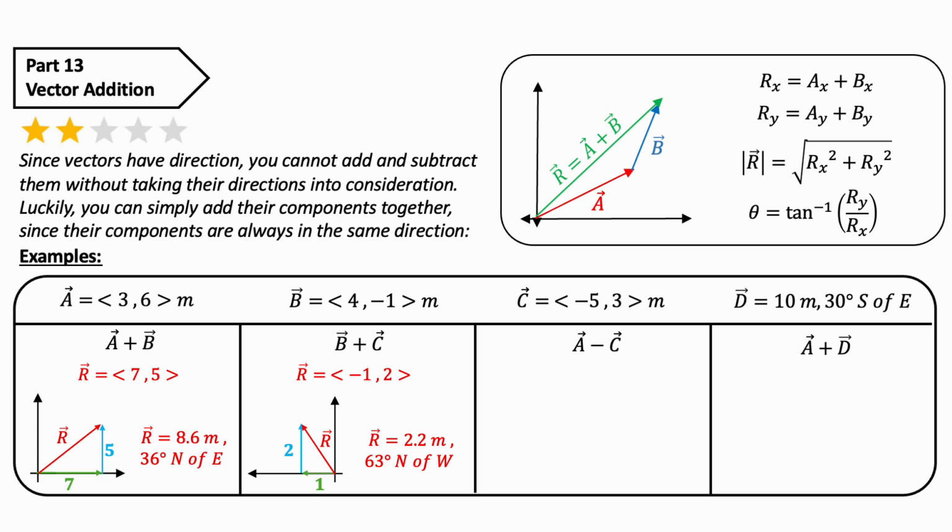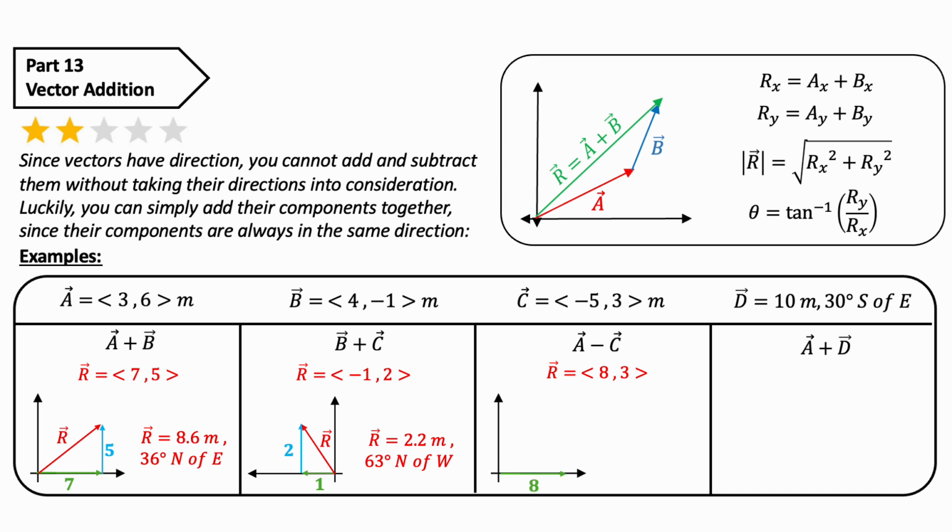We're not going to see a lot of these, but if we were asked to subtract, then you just subtract the components. So starting with A, our x component is 3. Our x component of C is negative 5, so we're going to do 3 minus negative 5, and that gives us positive 8. For our y, we do 6, and then minus 3. 6 minus 3 is 3.